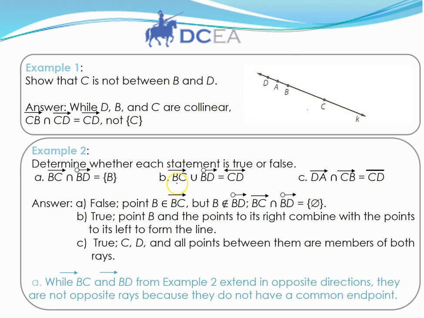Answer B. Ray BC in union with half line BD equals the line CD. This is actually true. So ray BC has its endpoint at B. It's in union with BD, and it combines with the points to its left to form a whole line.